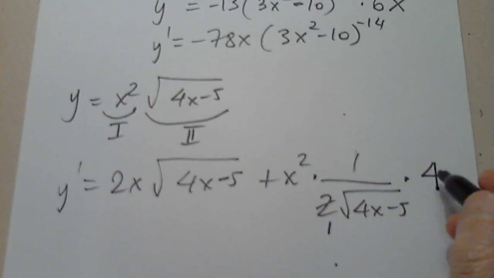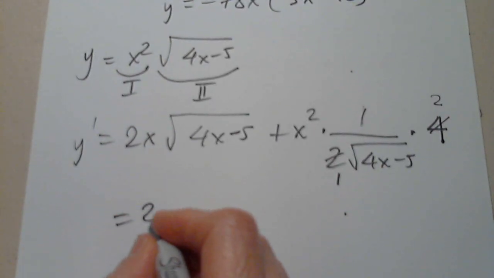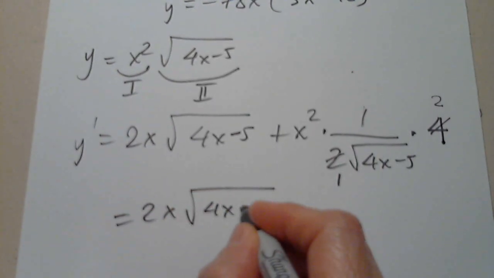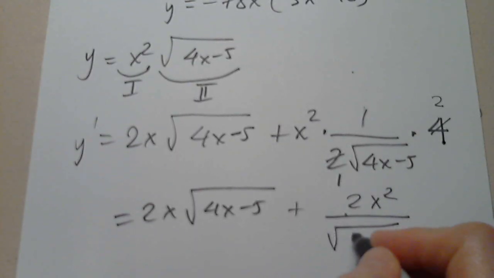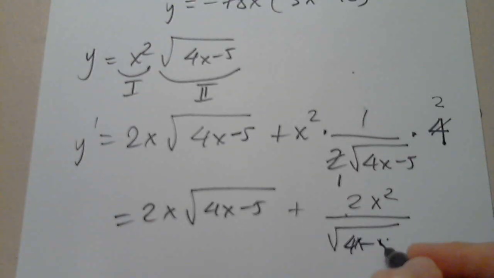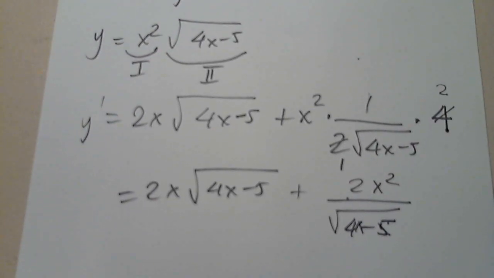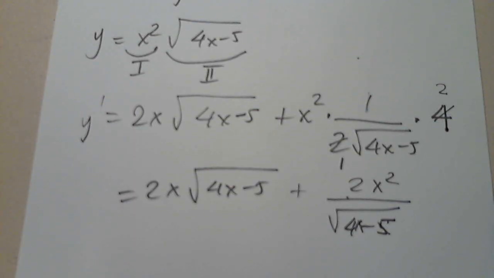And I have to simplify. So I will enter it as is. Normally we take it further, but it's okay. So 2x squared over the square root of 4x minus 5. So when we differentiate the square root, we have 1 over 2 the square root times the inner function prime. These are the magic words, times the inner function prime.